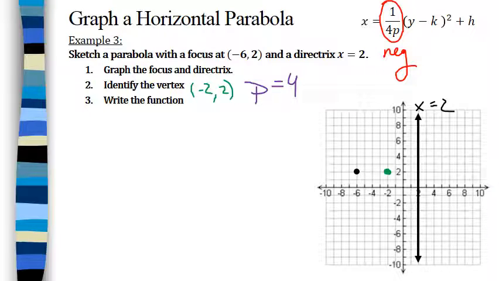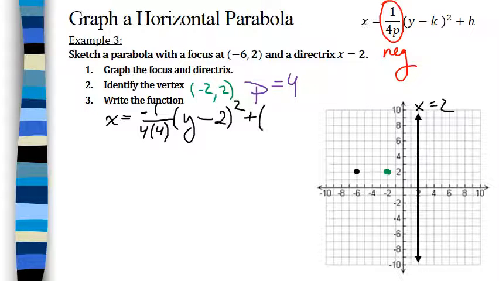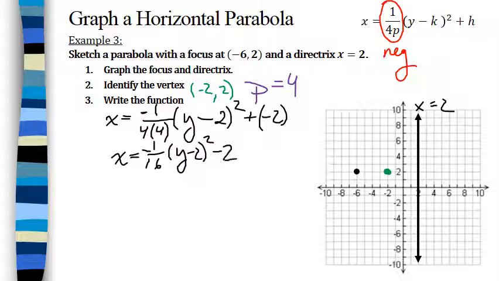So we're going to write x equals -1 over 4 times 4 times (y minus k, k is 2) quantity squared, plus h, h is -2. So when I simplify, I have x equals -1/16, quantity y minus 2 squared minus 2.